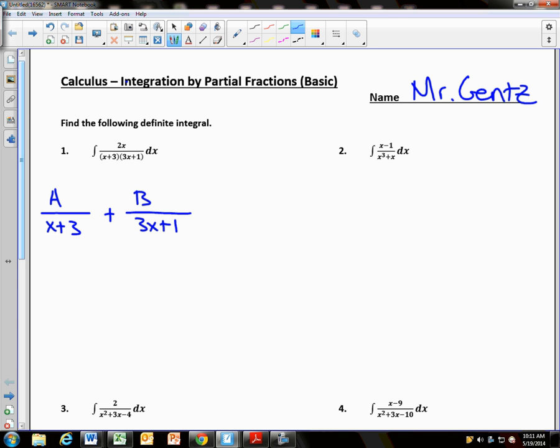Okay, let's do this. Integration by partial fractions. We're going to do the easier types of problems. And if you remember, I break this up into two pieces, A over x plus 3 and B over 3x plus 1. I see that the denominator separates.